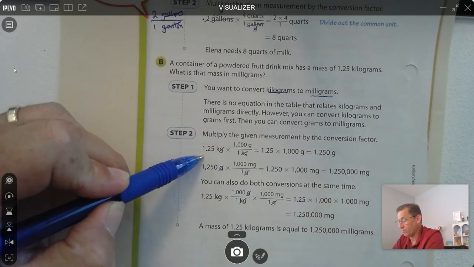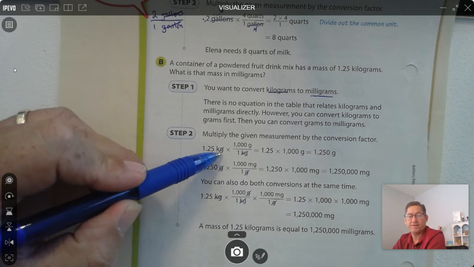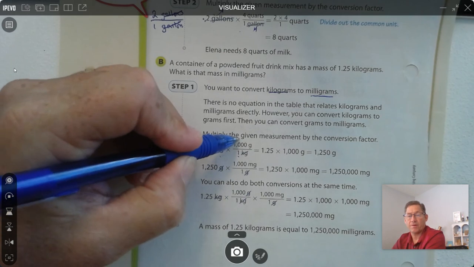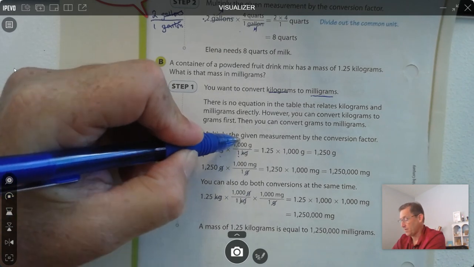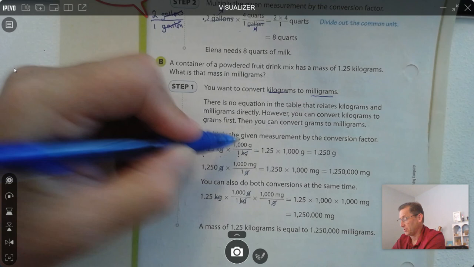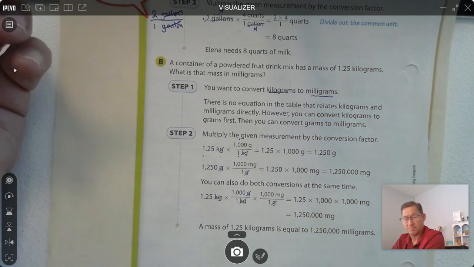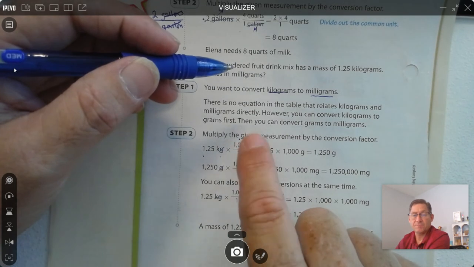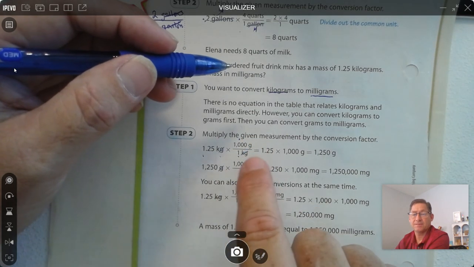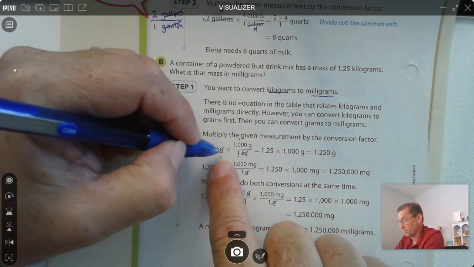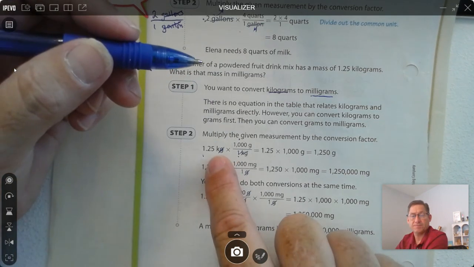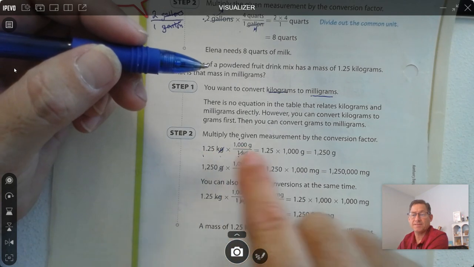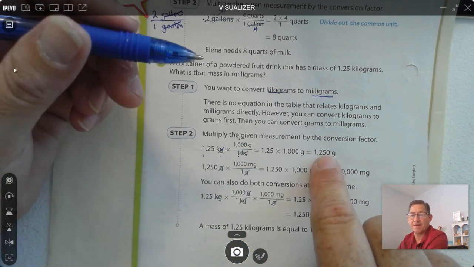So here we're starting with what was given, 1 and 2500th kilograms. And we know that for 1 kilogram, there are 1,000 grams. We want our answer in milligrams, right? So first we're going to change kilograms to grams and then grams to milligrams. So cross out the units for kilograms. That leaves us grams. So 1 in 2500ths times 1,000 is 1,250 grams.